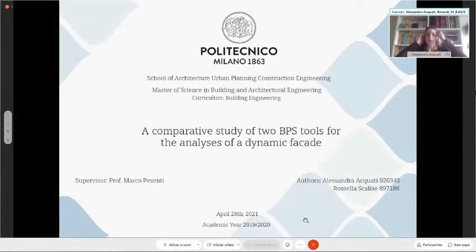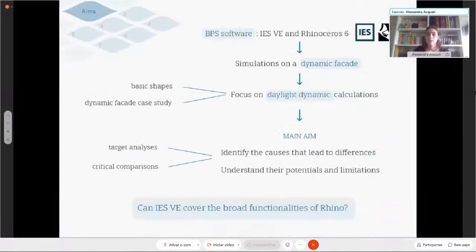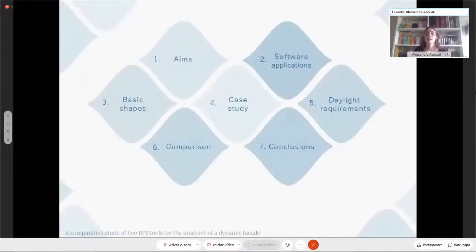Good morning. We are Alessandra and Rossella, and today we are discussing our thesis work. The title is A Comparative Study of Two BPS Tools for the Analysis of a Dynamic Facade. In this slide are collected all the topics that we are going to discuss. Starting from the main aims, we are going through the different steps, and then we are finishing with a critical comparison of the analysis.